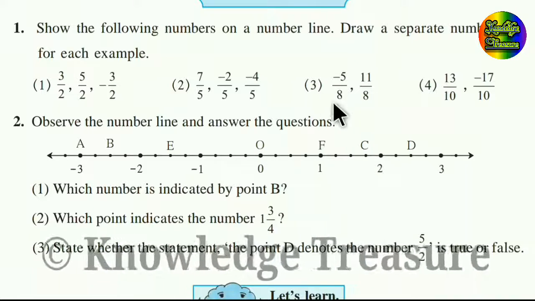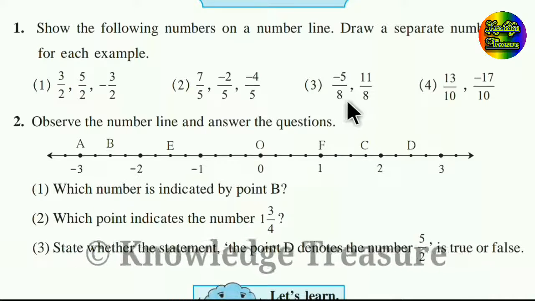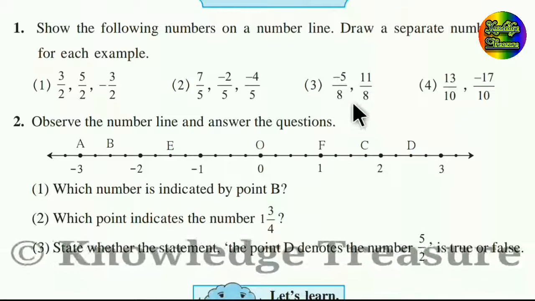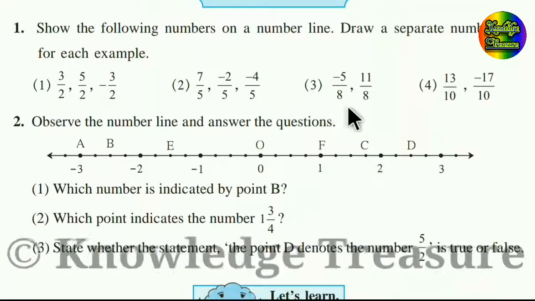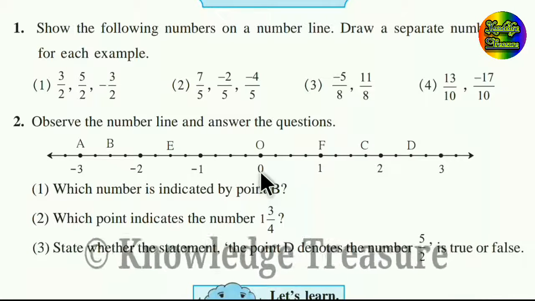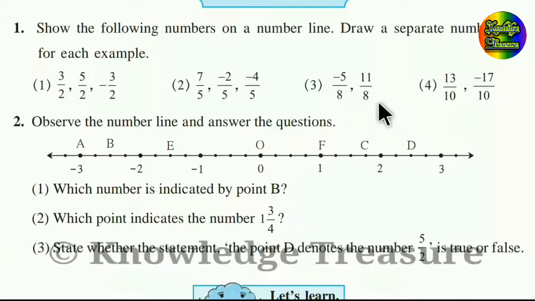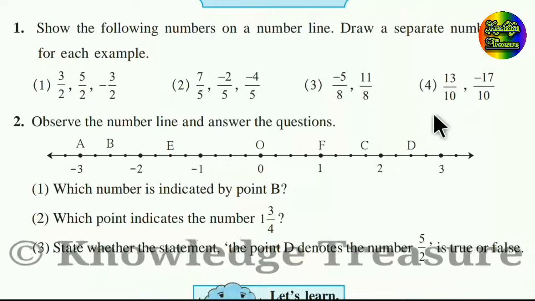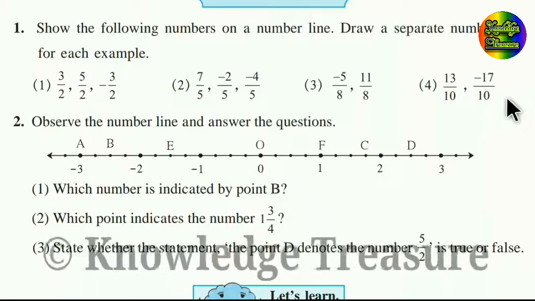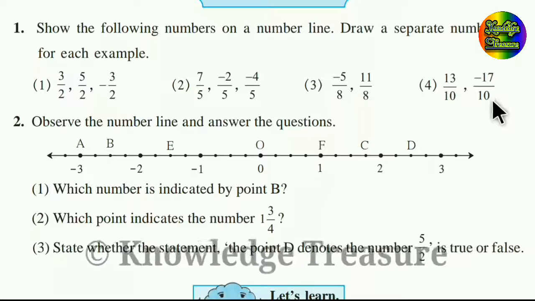In this case, you have to divide the unit as 8 parts, because both the numbers here have a denominator 8. So you have to divide the unit 0 to 1 into 8 equal parts. In this case, you have to divide 0 to 1 into 10 equal parts, because both these numbers have the denominator 10.